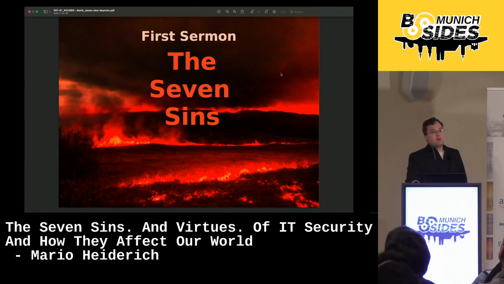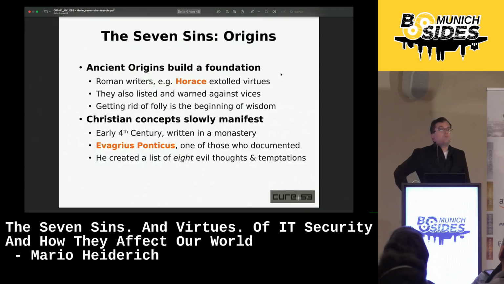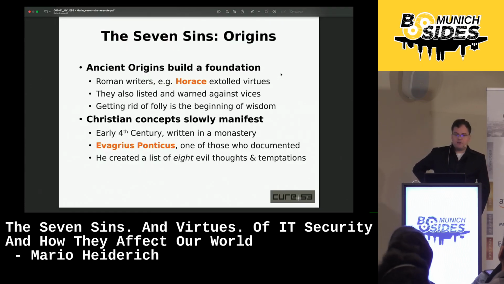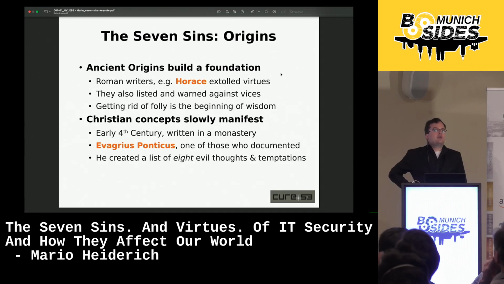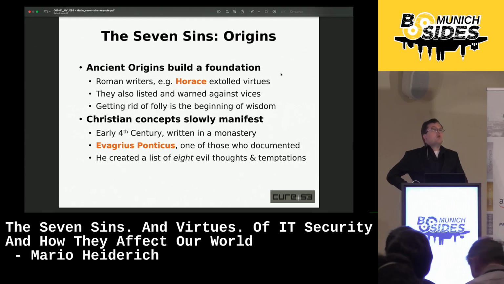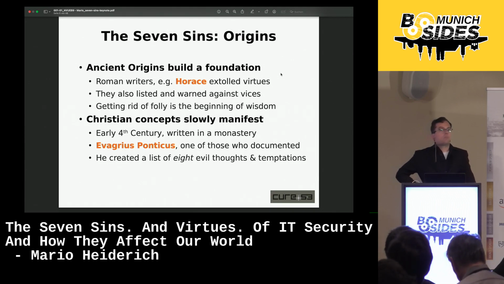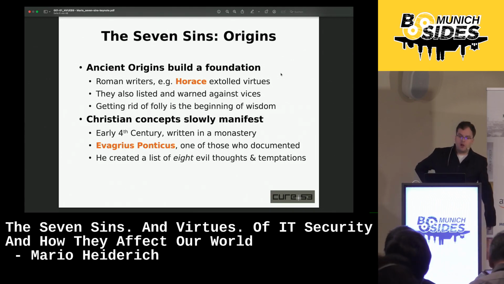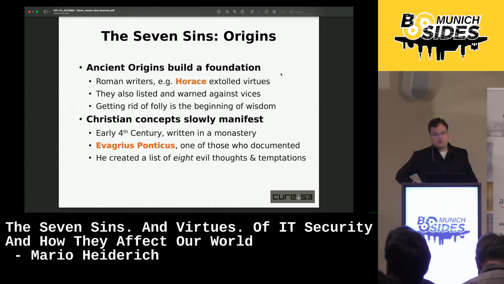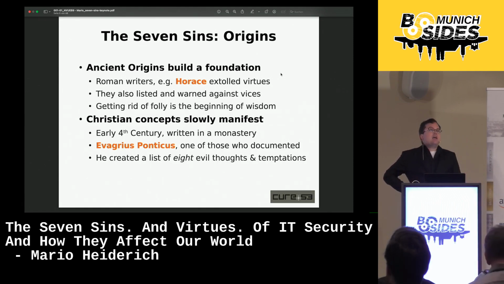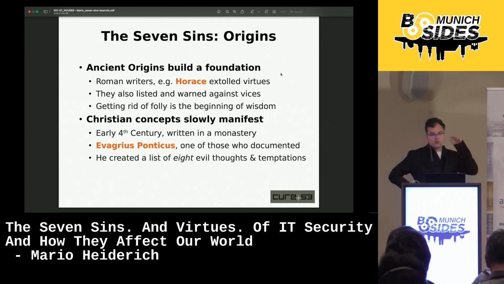Let's talk about the 7 sins. And let's talk a little bit about history and think about where they actually came from. Who came up with those things? Well, the origins are ancient, as with many things these days. It can be attributed to the Roman writers back in the day, including Horace, who extolled a list of virtues. And to make sure that we have a matching counterpart, they also listed the opposite thereof, the vices. They also preached the idea of getting rid of those vices and living towards those virtues to reach and achieve the state of wisdom.